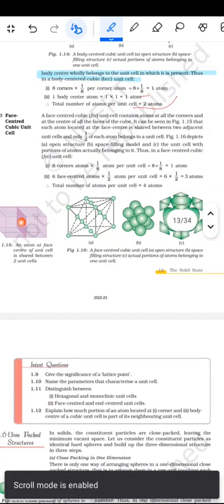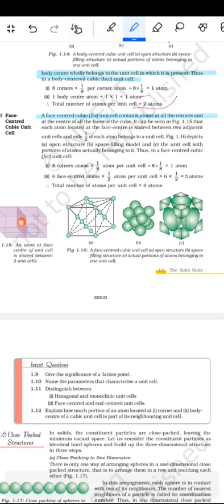आगे बढ़ जाते हैं. तो आगे है फेस सेंटर्ड क्यूबिक यूनिट सेल. तो फेस सेंटर्ड क्यूबिक यूनिट सेल, FCC यूनिट सेल, contains atoms at all the corners and at the centers of all the faces of the cube. It can be seen in the figure 1.15 that each atom located at the face center is shared between the 2 adjacent unit cells and only half of each atom belongs to a unit cell.